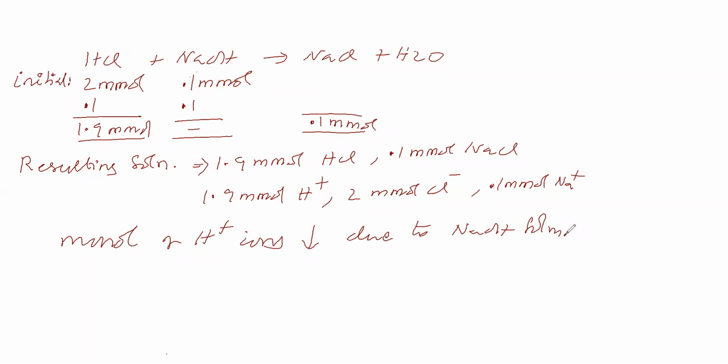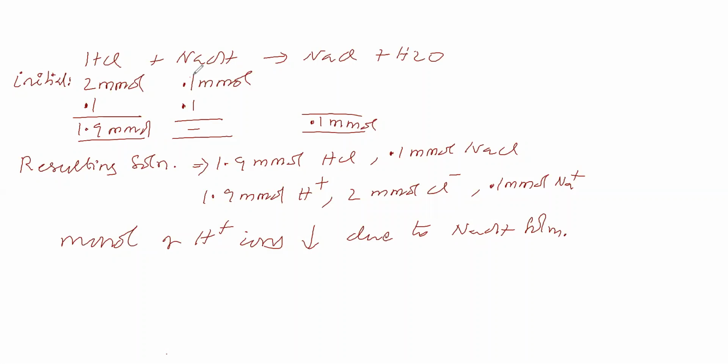That means reduced in the sense what happens to the H plus ions? Why is it reducing? Where has it gone? H plus ions are converted into water by combining with OH minus. Therefore, the number of millimoles of H plus ions is getting reduced.